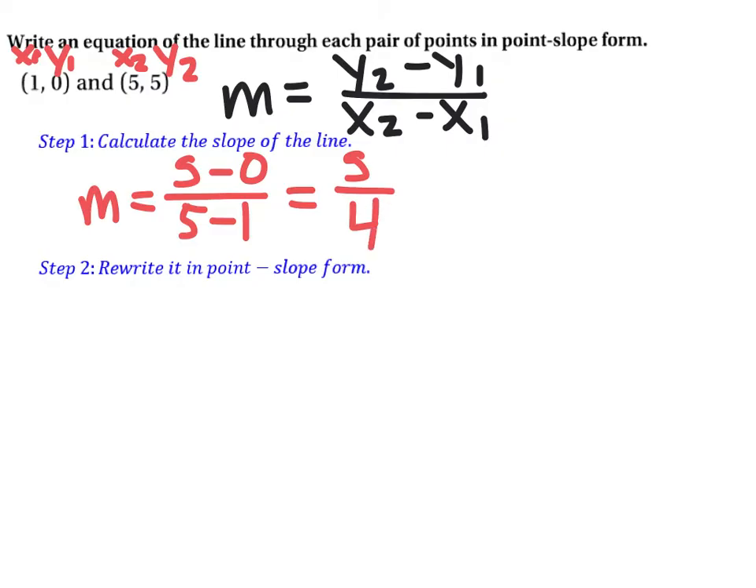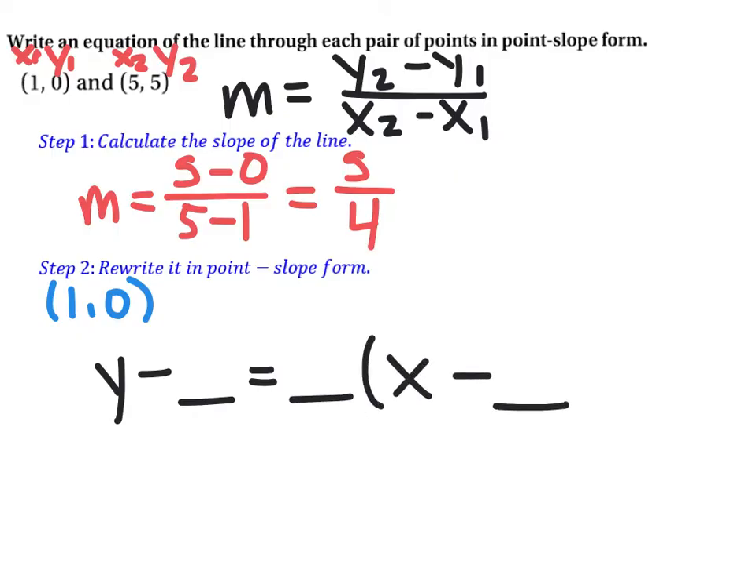Now to write it in point-slope form, it depends upon which point you choose. If I chose to use the point of 1, 0, my equation would be as follows. So I'm going to fill it in to that general formula again. So I'm going to plug in, so my slope is 5/4, my y is 0, and my x is 1. And this would be a fine answer.